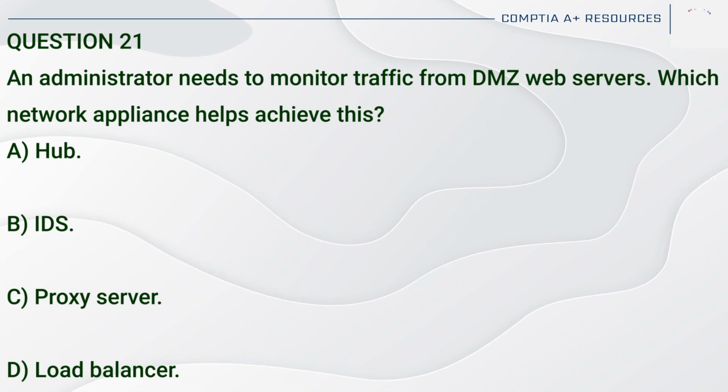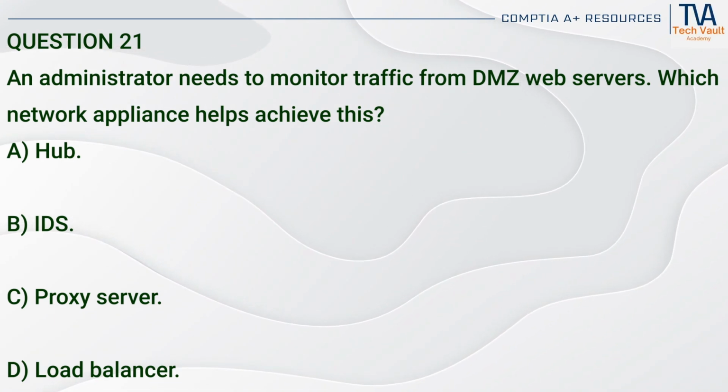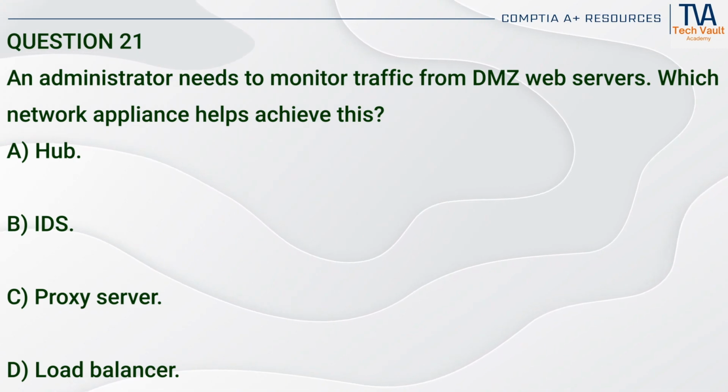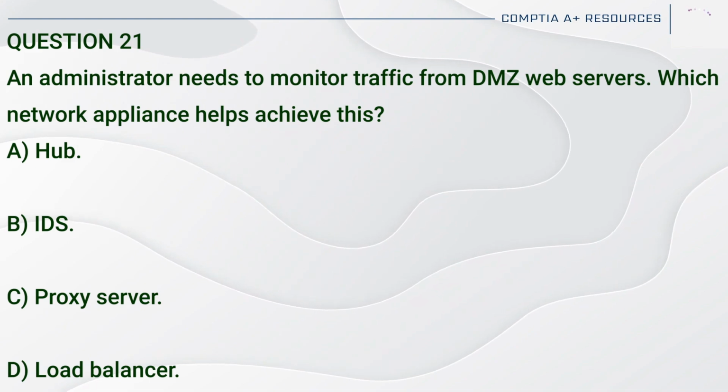Question 21. An administrator needs to monitor traffic from DMZ web servers. Which network appliance helps achieve this? A. Hub. B. IDS. C. Proxy server. D. Load balancer.